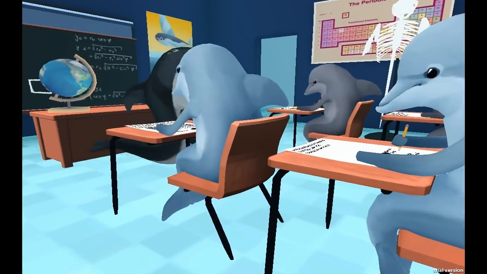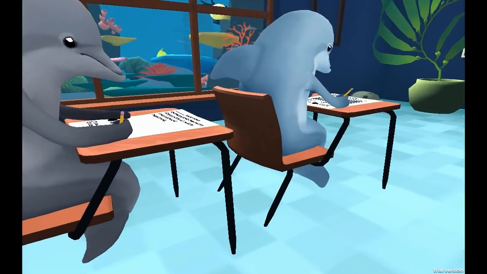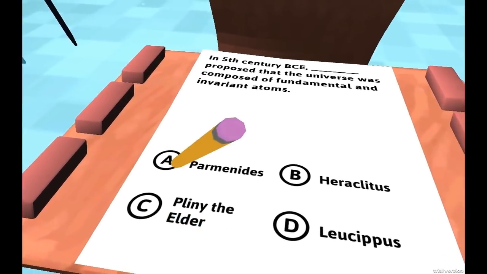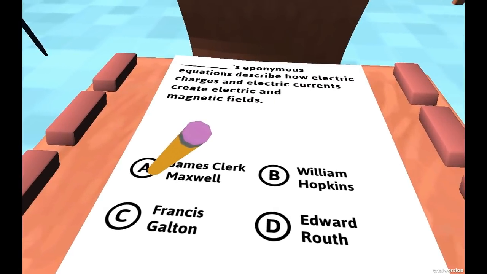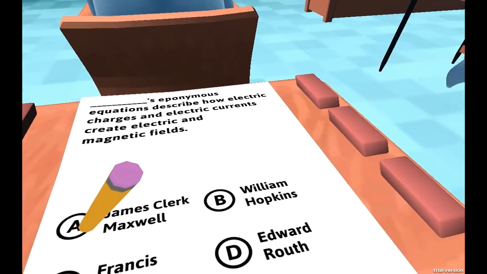Alright. Fuck, you got a few. Oh, alright, yeah, cover up your answers. Thanks, buddy. Thanks, pal. He says A. I don't even know if he's on the same question as me. It really doesn't matter. I'll go with A. Blank's equations describe how electric charges and electric currents create electric and magnetic fields. I want to say it's James Clerk Maxwell, because that name kind of sounds familiar.